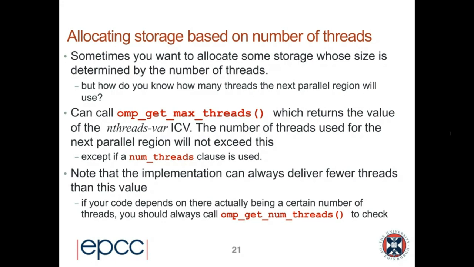So it's worth remembering, particularly if you're writing production code or library code, that it's always possible that the implementation will deliver you fewer threads than what you asked for. As I say, it's best as far as possible to write code that does not depend on there actually being a certain number of threads. But if you do that, you should always call OMP get num threads inside the parallel region to check that you actually got the number of threads that you expected.